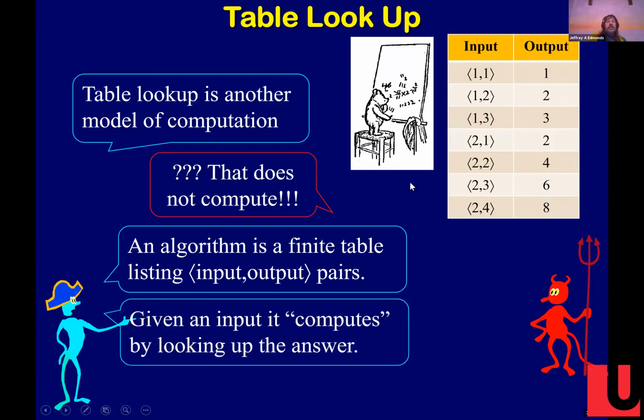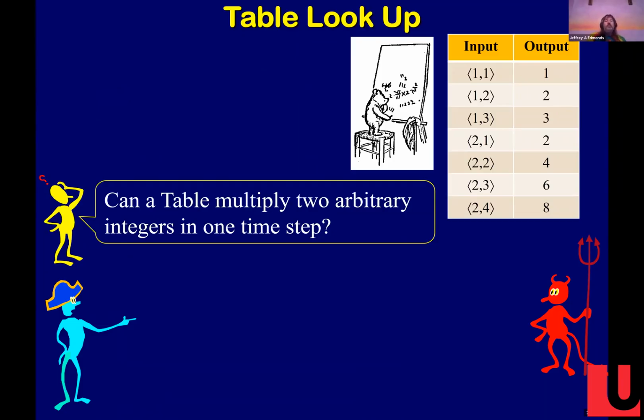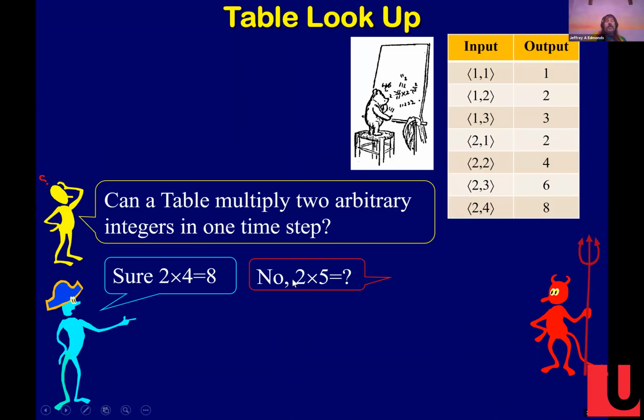And how does it compute? You give me an input, and if it's there, then I have the answer. And if it's not there, then the algorithm fails, right? So we need to practice being able to say what is the power of this type of algorithm. Can a table multiply two arbitrary integers in one time step? Well, if you give me 2 and 4, I look up 2 and 4, I get 8. So there, it answered it. But if I ask 2 and 5, then it can't answer it.